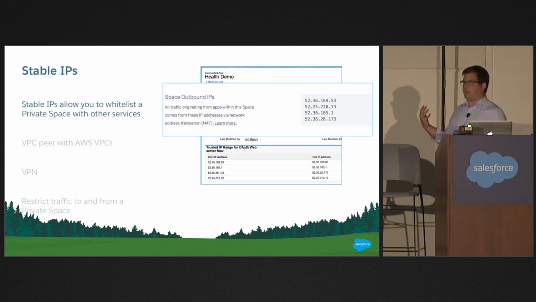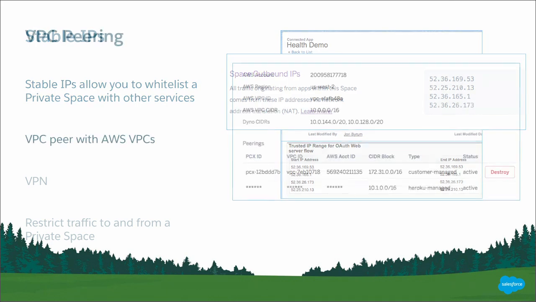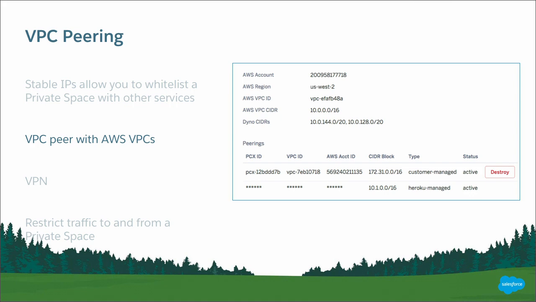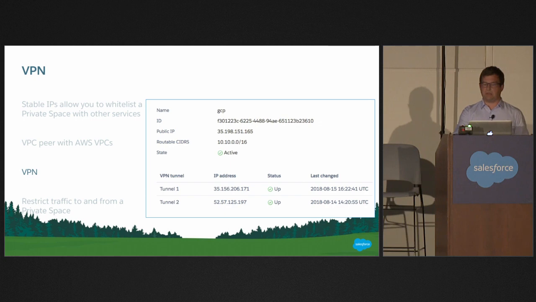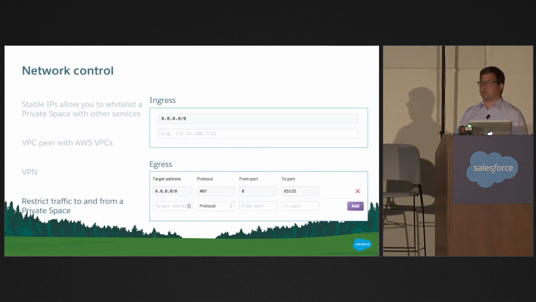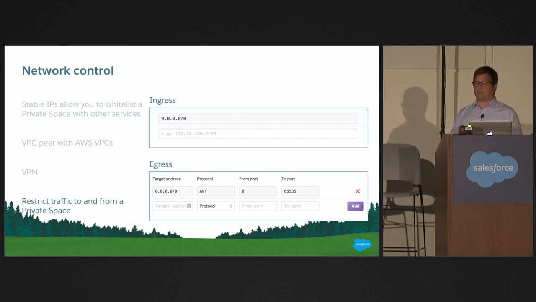We give you stable outbound IPs. This is what allowed us to whitelist our application with Salesforce. We were able to set up a VPC peering connection with AWS. We were able to set up a VPN connection with GCP and talk to our microservices privately. And I didn't show this feature, but we have complete control over the IP addresses and ports for ingress and egress for everything that comes into the private space.